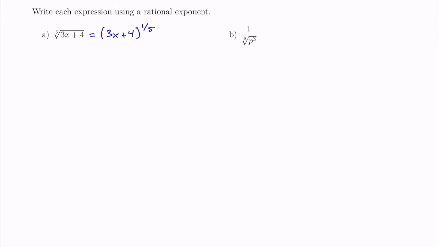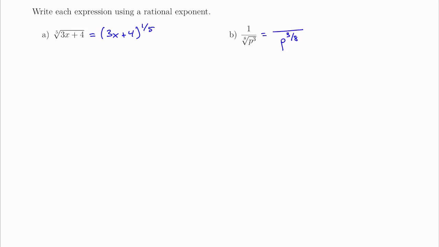In part B, we have 1 over the 8th root of p to the third. The first step in rewriting this using rational exponents is to recognize that the 8th root of p to the third power is the same thing as p to the 3/8 power. But it is important to recognize that is the denominator of a fraction. So even when we convert this to a rational exponent, it must stay in the denominator.